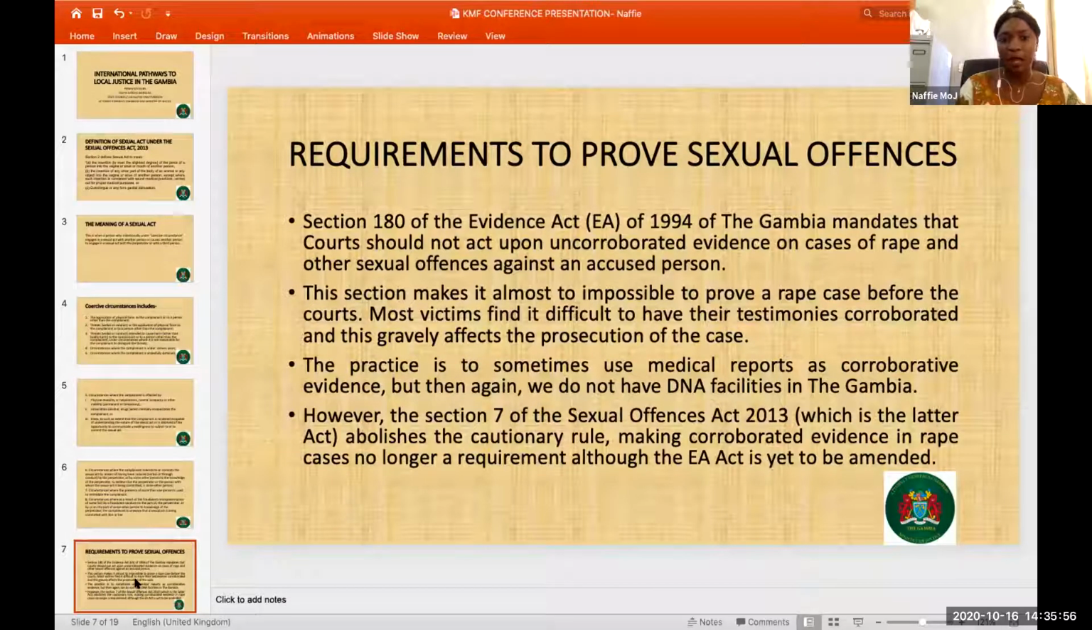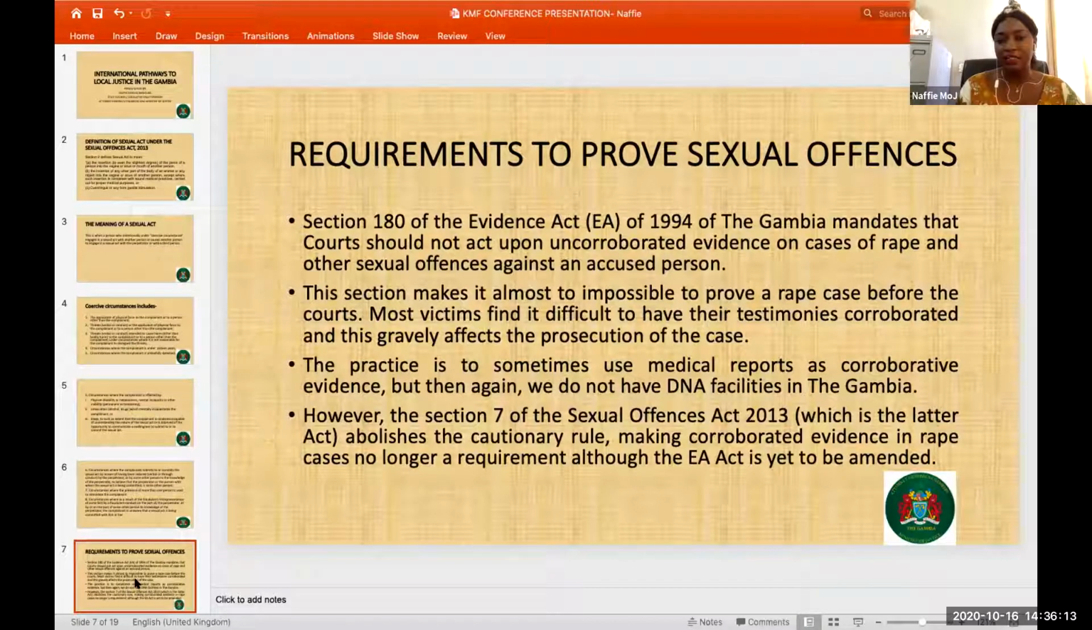So we usually rely on medical reports, which are not even satisfactory at some point, because usually it just states whether the hymen is broken, whether there has been a bruise, or how many finger insertions can go inside the vagina of the victim.